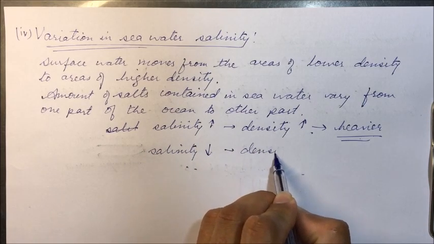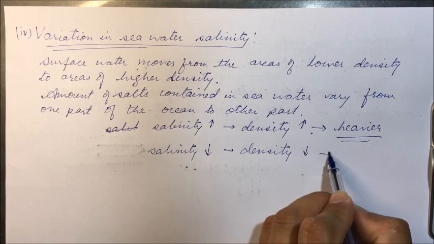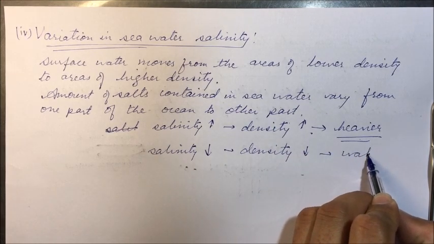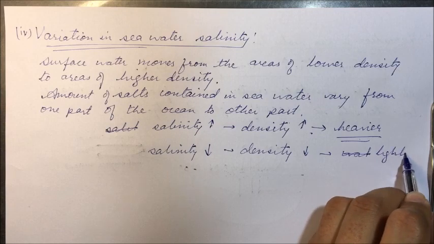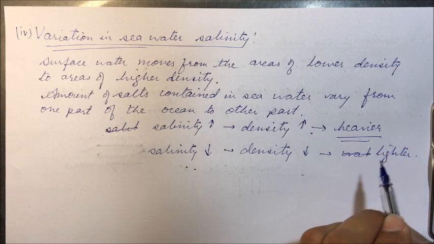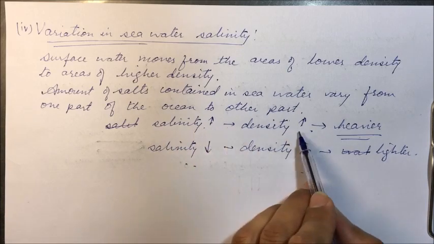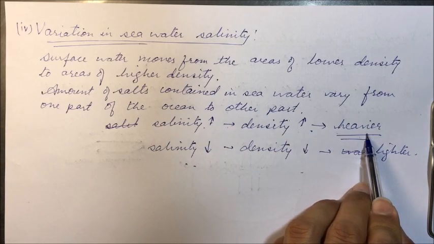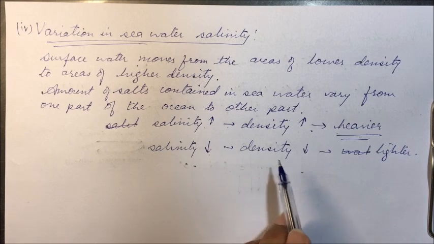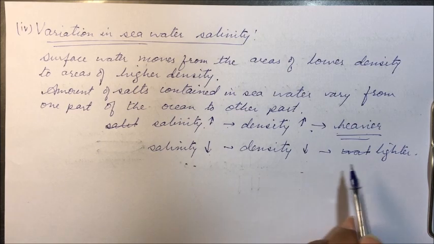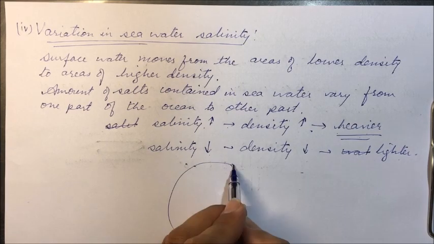If salinity decreases, density decreases. Water will become lighter. It will be lighter in comparison to the surrounding water. So this is the relation: salinity increases, density increases, and water will become heavier. As salinity decreases, density decreases, and water will become lighter.